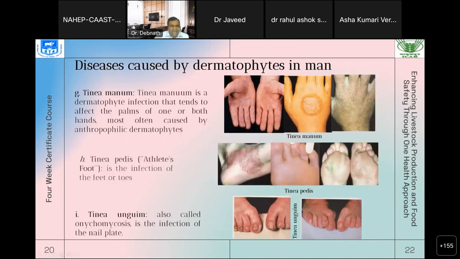When it is on hands, we call it tinea manuum. When it is on the foot, it is called tinea pedis, or athlete's foot, as the term is also used. Tinea unguium is when it is in the nails. Another name used is tineasis of nail, that is onychomycosis. But this onychomycosis also involves dermatophytes as well as some other fungi and bacteria.